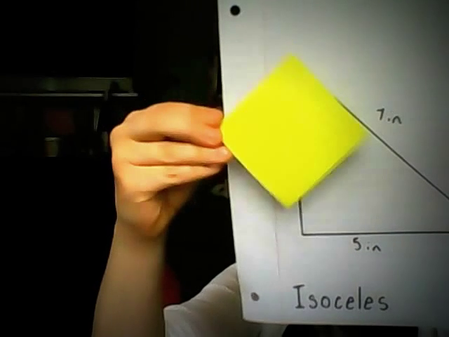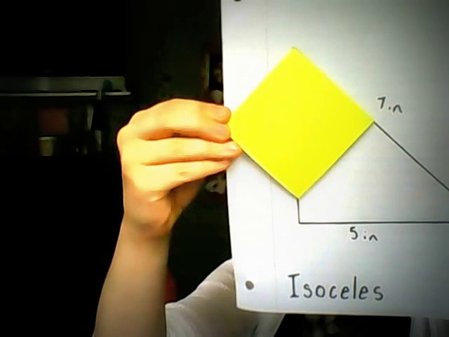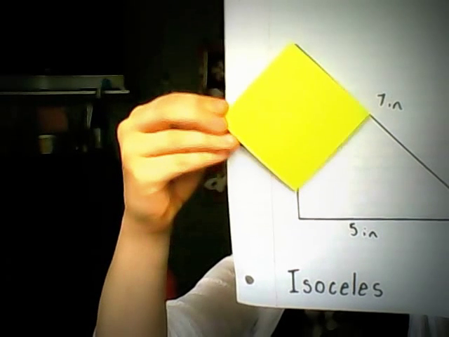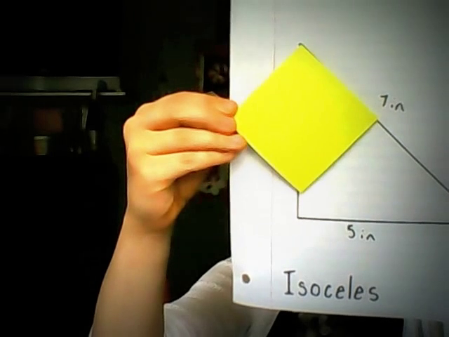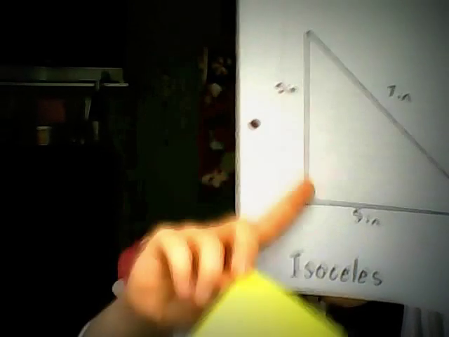Let's try the top angle. Let's see if this one is a right angle. So this one's on a diagonal, so we're gonna put the sticky note in at a diagonal. Can you see one side length or two? You can only see one. You cannot see this side length, making this an acute angle.